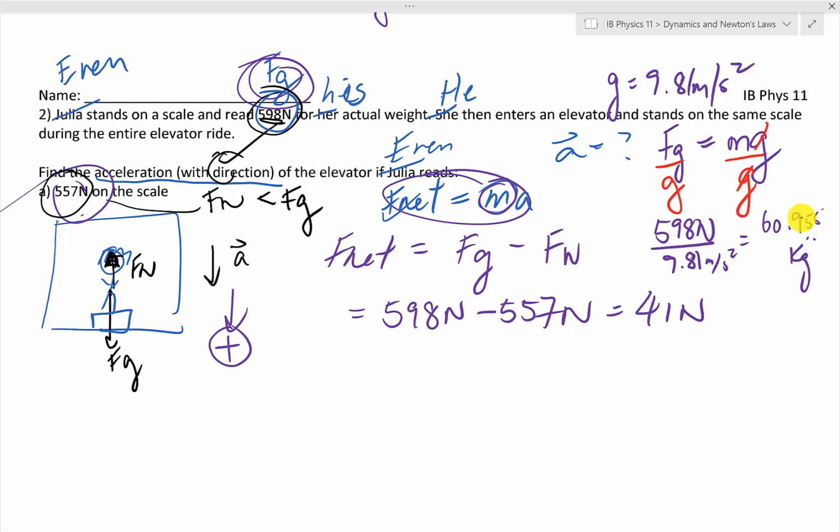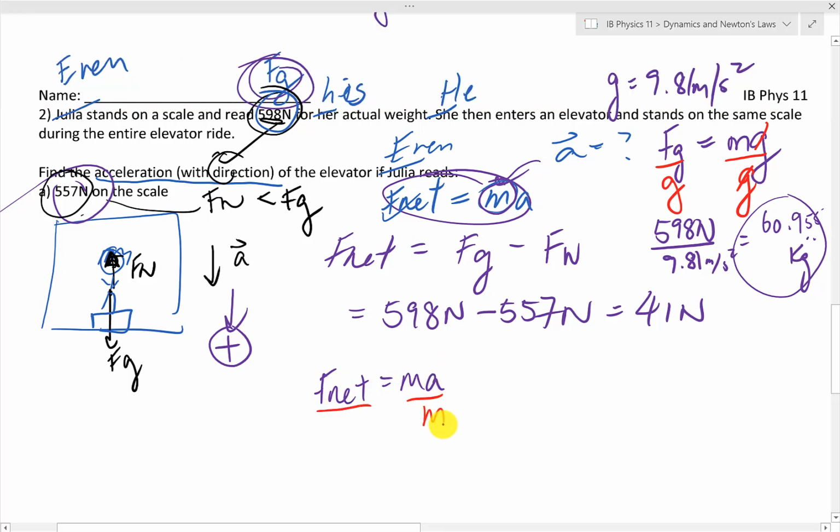60.9 kilograms is a little bit less than Eren's actual mass. If you search it up online, I think his actual weight is 63 kilograms. Anyways, fun fact. Now we have his mass. Did I say his weight? His mass. We can now substitute into Fnet to solve for a.